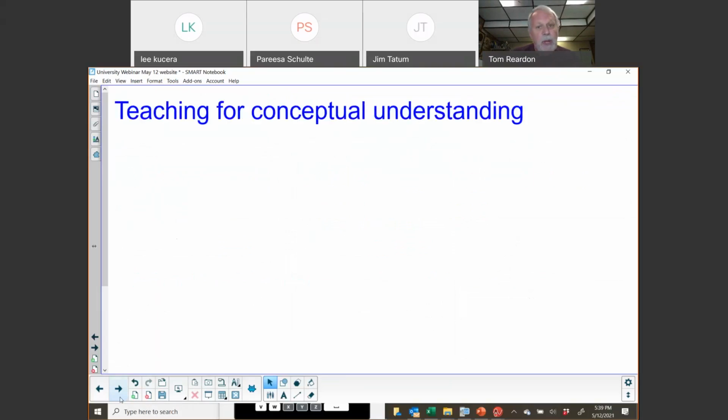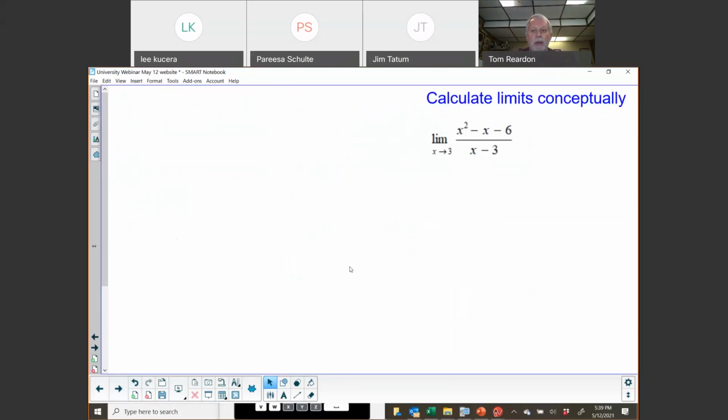Teaching for conceptual understanding. That's kind of a big deal to me. And so let's go ahead and look at calculating this limit right here. The limit as x approaches 3. And I'd like students to be able to see this in a table and in a graph first.